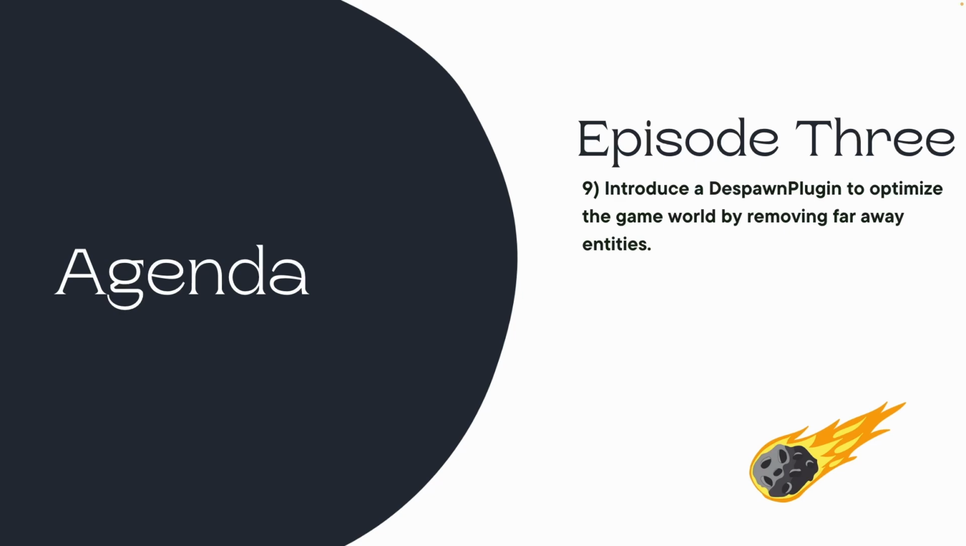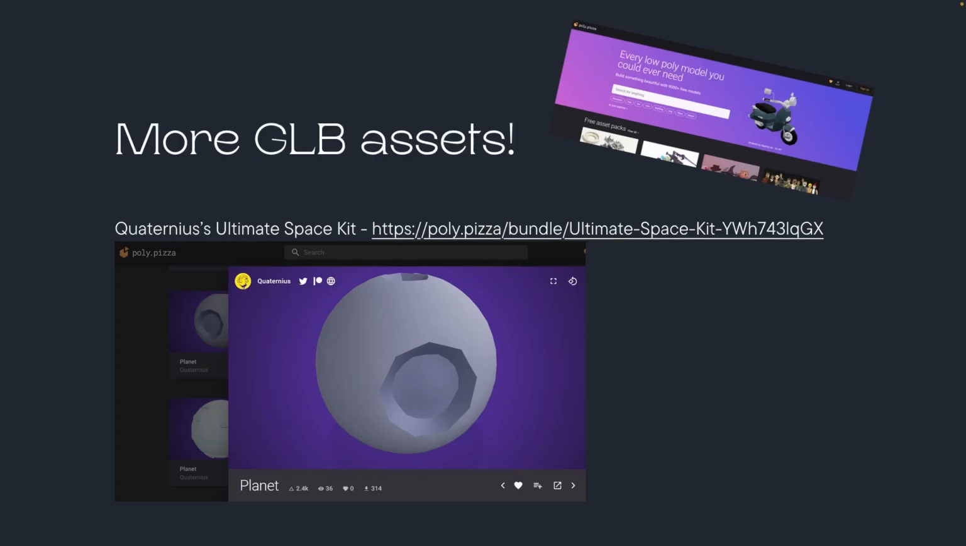Okay, we're about to start coding. Before we do that, though, I want to mention again, GLB assets, we're downloading these from Polypizza. In this episode and future episodes, we're going to continue to use Quaternius's Ultimate Space Kit. That will be linked in the description. I want to shout out Quaternius for providing these awesome CC0 assets.